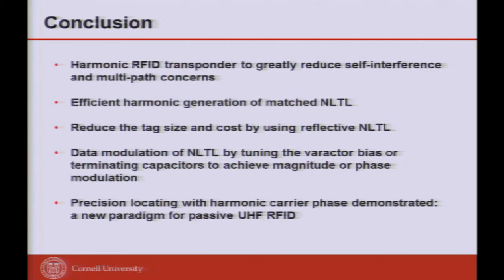Data modulation we can do very similarly, either by putting the modulation on the varactor bias, seeing different nonlinear ranges, or at different terminations of the transmission line, which can modulate data that way. And precision locating with harmonics, this is the message that I mainly want to focus on. Harmonic backscatter can do indoor ranging with a fundamental advantage, coupled with improved algorithms. This is something that we can do.